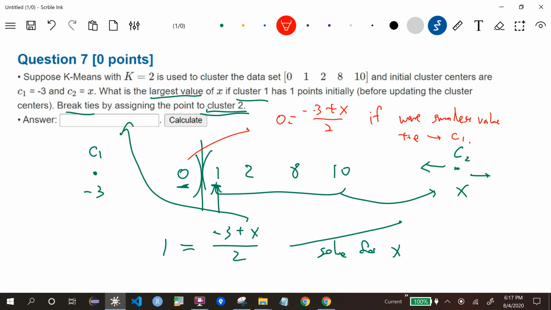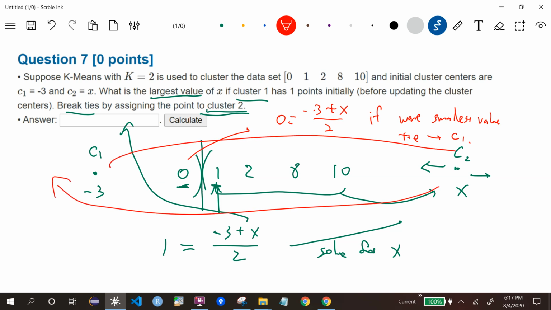So the other kind of variation is if you have C2 on the other side and C1 on that side, then you basically do exactly the same thing, except you flip the largest value and the smallest value. So I will leave those to you as a practice.